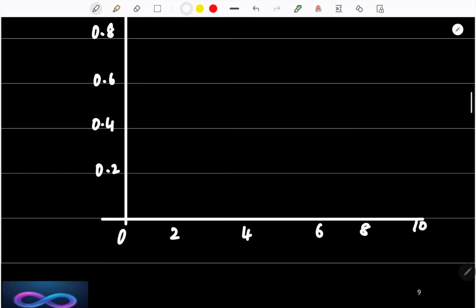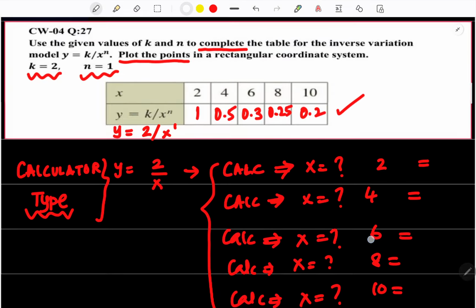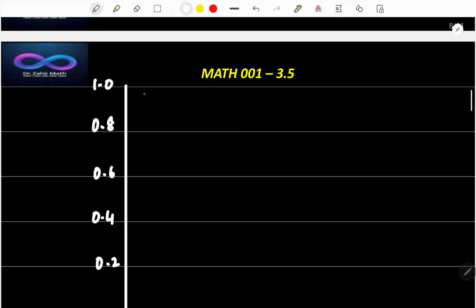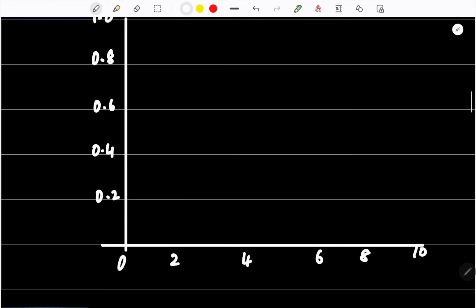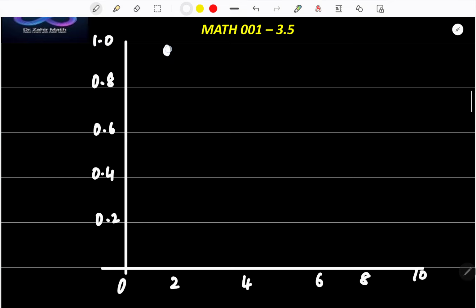I take 0.2, right? So the first value is 2, it is 1. So it is going down. You can see like this. For the 2, it is 1. So this is the point, right? And then for 4, 0.5. For 4, it is 0.5, a little above.